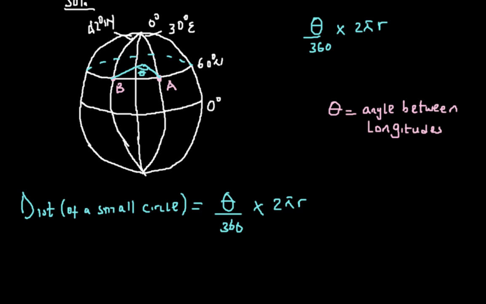Does that make sense? Because small circle is when you have 2 points on the same latitude. So theta will be angle between longitudes. Then we have r. Now in this case, the formula for calculating small r will be big R cos alpha. Big R cos alpha. Does this make sense? Where alpha is the angle of latitude.